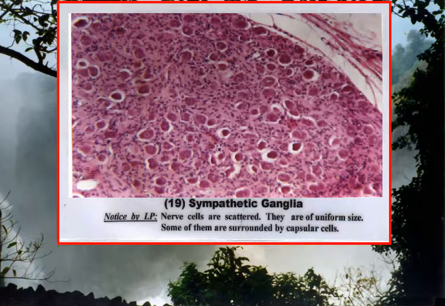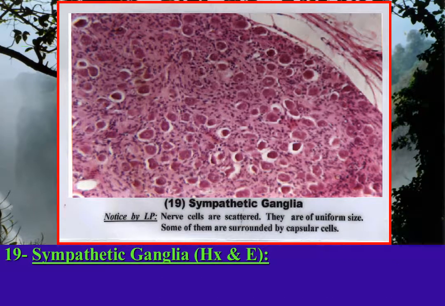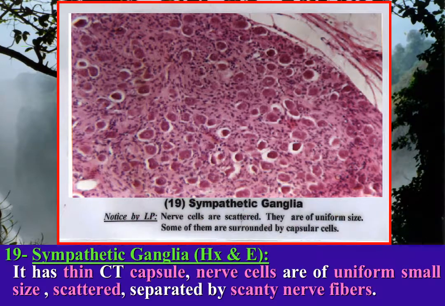Sympathetic ganglia stained with hematoxylin and eosin, examined by low power. It has a thin connective tissue capsule. Nerve cells are multipolar, irregular in shape, of uniform size, scattered in the ganglia, separated by scanty, thin, non-myelinated nerve fibers.